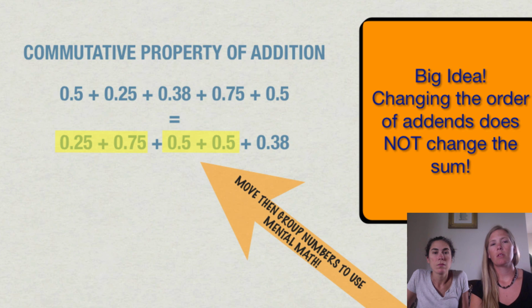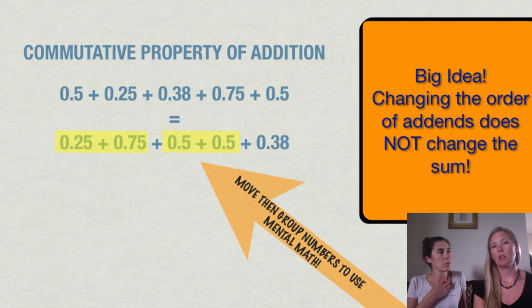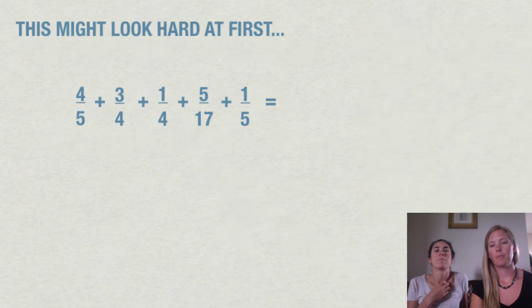So this property is all about being able to move the numbers around in addition. It doesn't matter what order they're in. Big idea, changing the order does not change the sum. So keep that in mind.